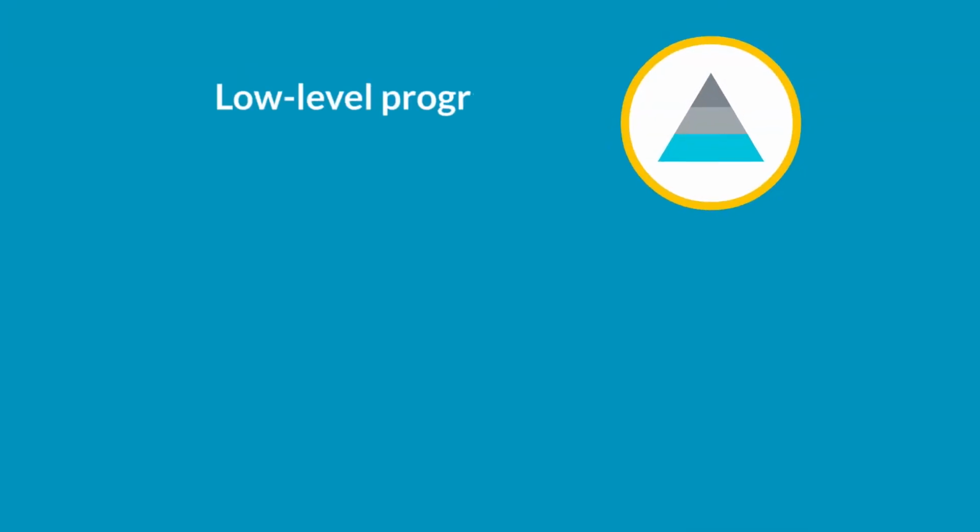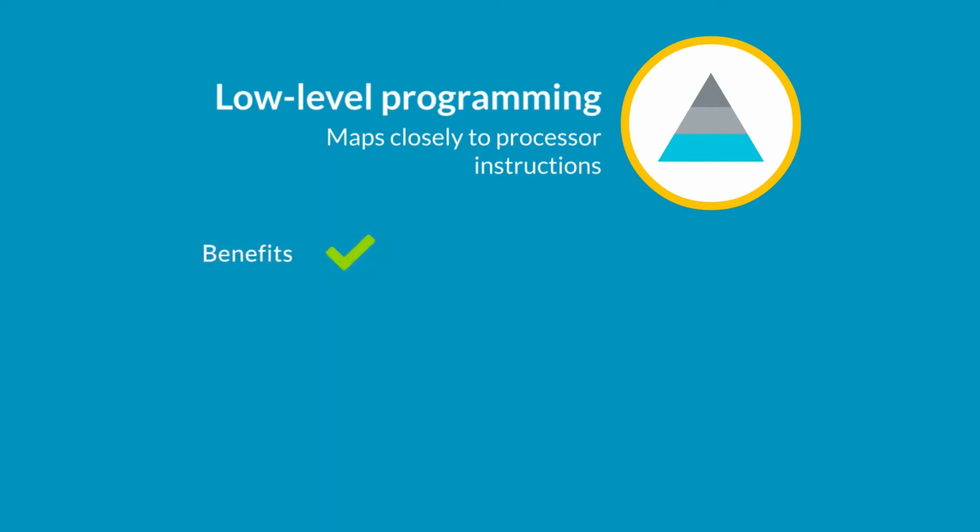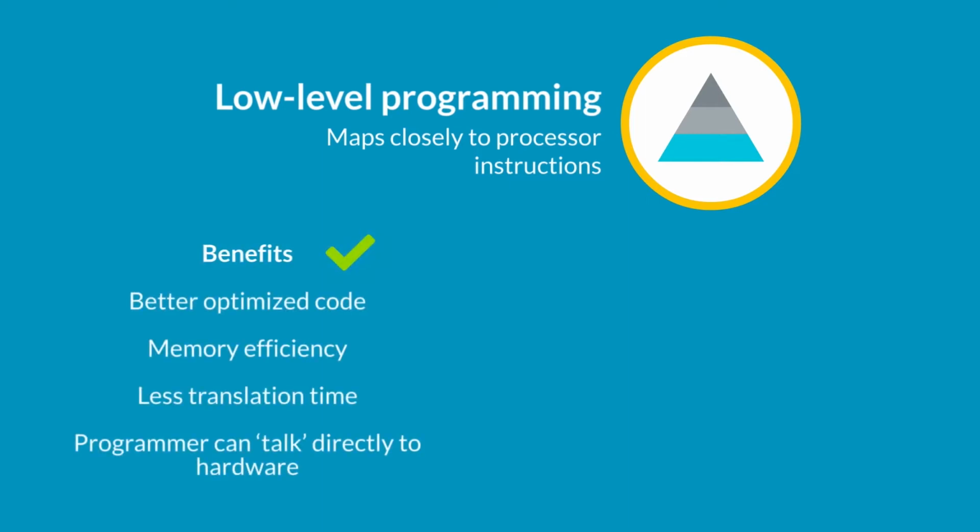Low-level programming typically involves coding with a limited instruction set that maps closely to the processor instructions. A compiler may not be required to convert the code into machine language. The benefits of low-level programming are better optimized code, increased memory efficiency, less translation time for source-to-machine code, and the ability for the program to talk directly to the hardware.